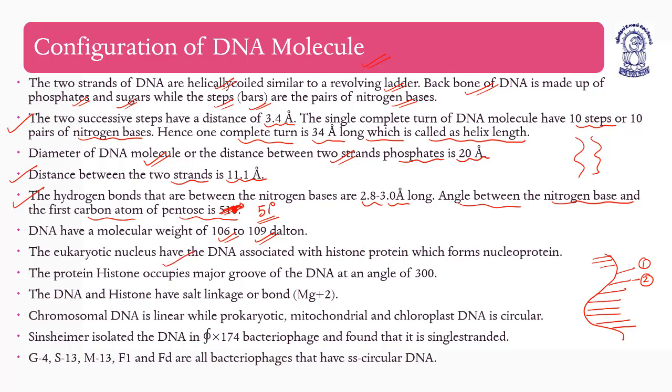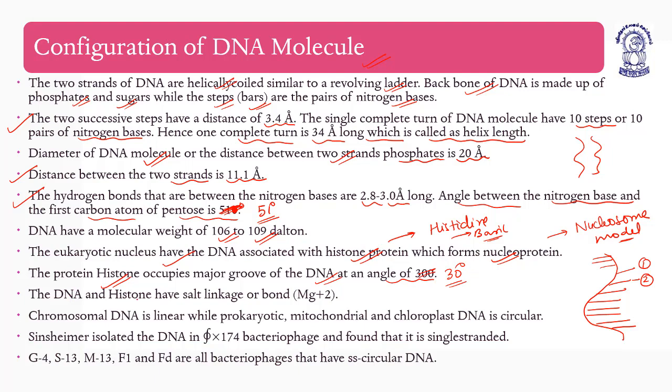The eukaryotic nucleus has DNA associated with histone proteins, which are rich in histidine, basic, and form nucleoprotein. Nucleoprotein can be easily understood by the nucleosome model. The protein histone occupies the major groove of the DNA at an angle of 30 degrees.